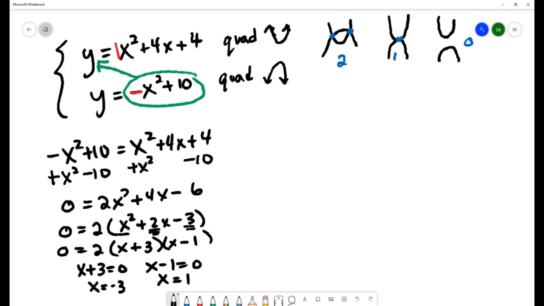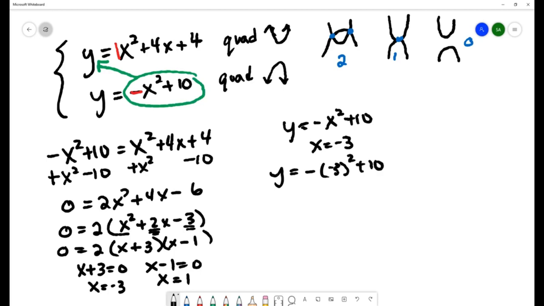And then I can find the y coordinates of these ordered pairs. So y is equal to negative x squared plus 10. And if x is negative 3, that gives y equals negative 3 squared plus 10. So negative times 9, negative 3 squared is 9. And negative 9 plus 10 is 1. So one of my solutions would be negative 3, 1.